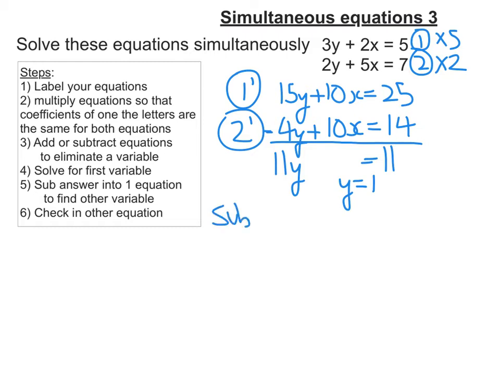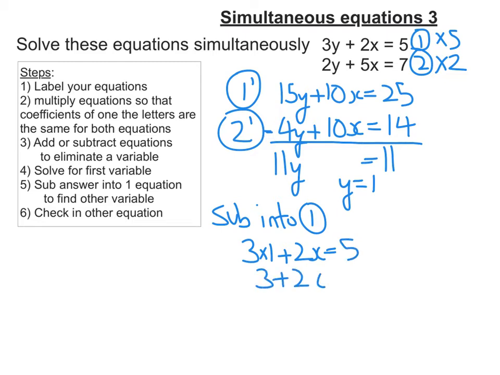So let's sub that into 1. And we're going to get 3 times 1 plus 2x is equal to 5. So 3 plus 2x is equal to 5. Take away 3 from both sides. 2x is equal to 2 and x equals 1. y equals 1, x equals 1.